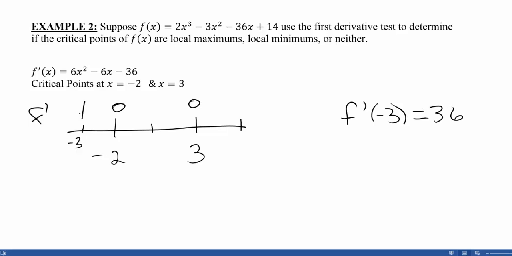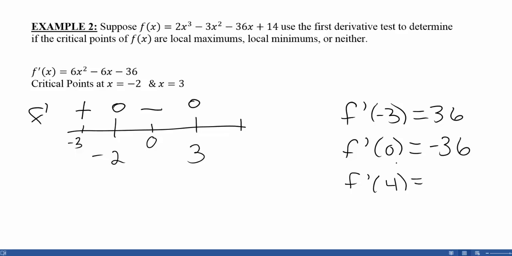So everything to the left of -2 is going to be positive. I'm also going to plug in something between -2 and +3. So the number I'm going to pick here is 0, because 0 is easy to work with. When I plug in a 0, I get -36, which means that that's going to be negative. And then I'm going to pick something a little bit bigger than 3, like 4. And when I plug in a 4, I'm again going to get +36.